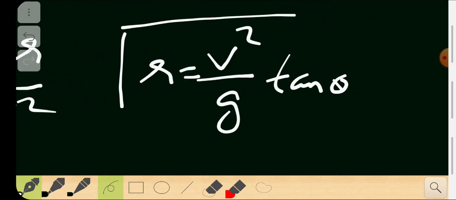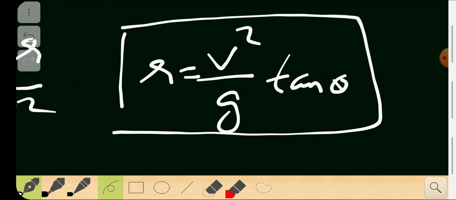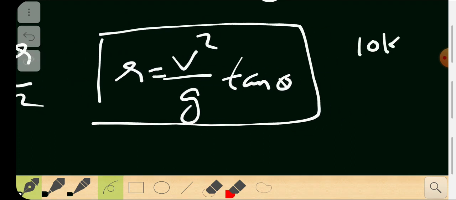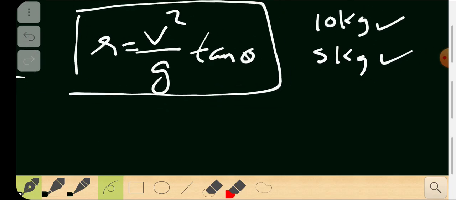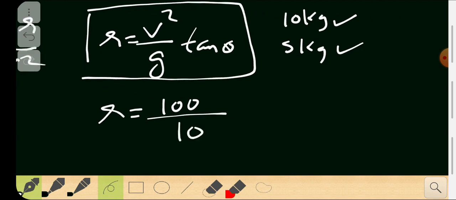So if you look back, our question was what will be the radius for two masses, 10 kilograms and 5 kilograms, right? So two masses, what would be the radius? Now you can clearly understand that it is independent of the mass, right? There is no mass in this equation. So basically we have v equal to 10 meters per second, so that is 10 square, that is 100, and I'm going to take g as 10, approximating. Tan 45 is 1, so you get 10 meters, so that's the radius.